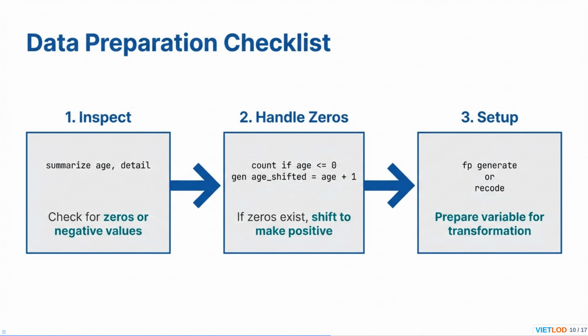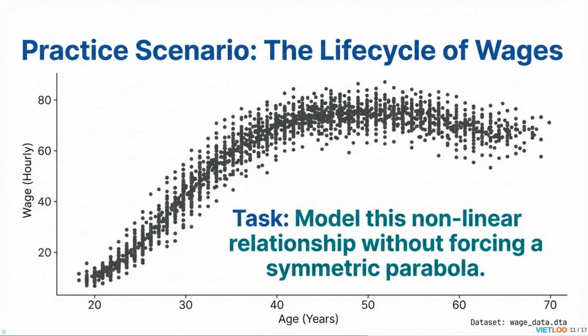Second, if you find any zeros or negative values, you must handle them. The most common and straightforward approach is to shift the variable by adding a constant, ensuring all values become strictly positive. For instance, you might create age_shifted equals age plus 1. Finally, ensure the variable is properly set up for transformation. While advanced commands like fpgen or recode can be used for more complex scenarios, for most cases, simply having a strictly positive, continuous variable is sufficient. Once these steps are completed, your data will be ready for the fractional polynomial command.